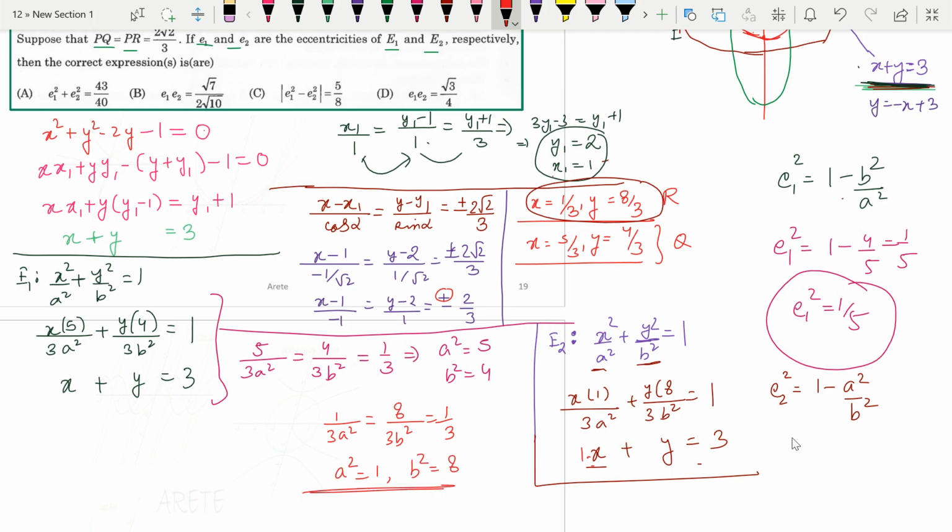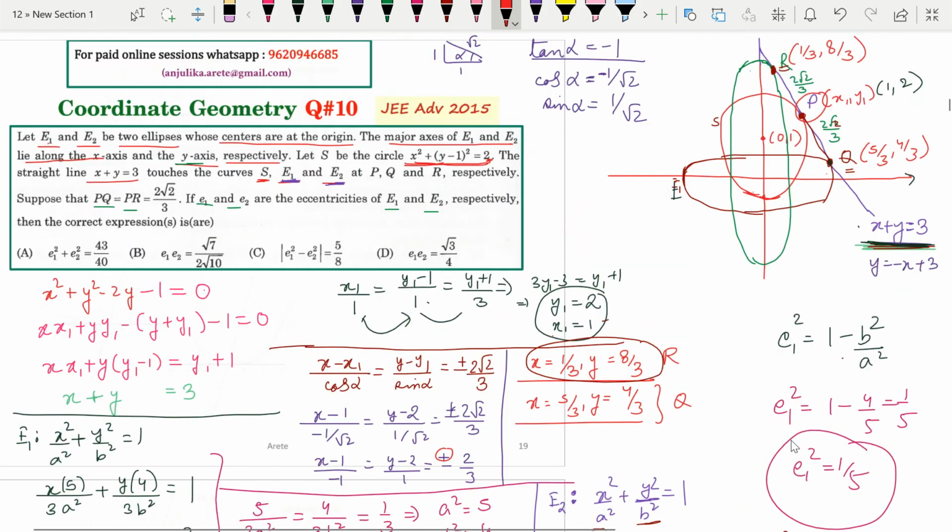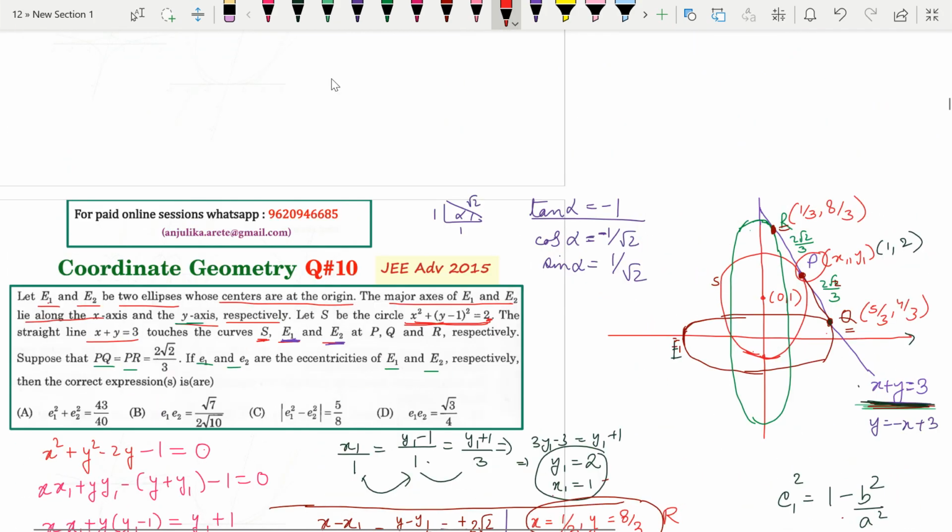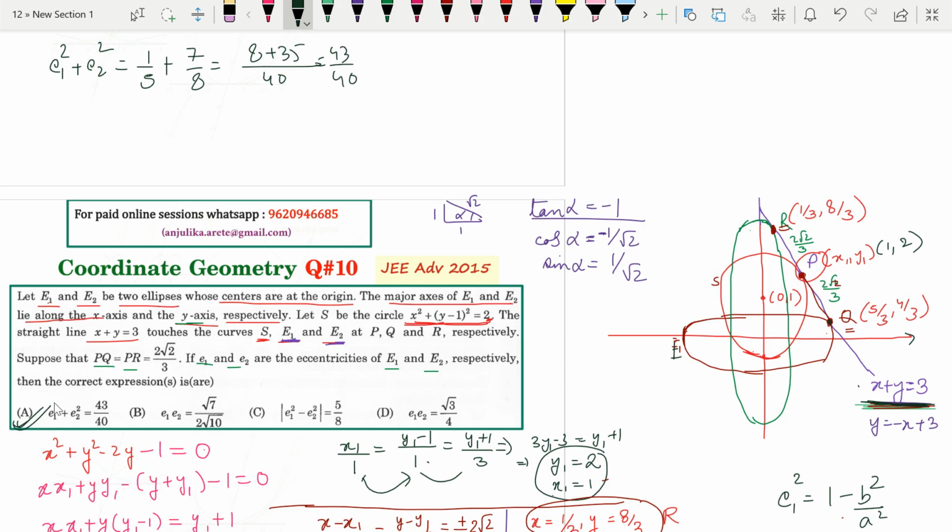Nice. So what is your e2 square here? 1 minus 1 by 8, so you get 7 by 8. Done. You got e1 square to be 1 by 5 and e2 square to be 7 by 8. Now let's start checking. e1 square plus e2 square is what they're asking here. Let's add them up: 8 plus 35, so you get 43 upon 40. Check. Correct. This one is correct.